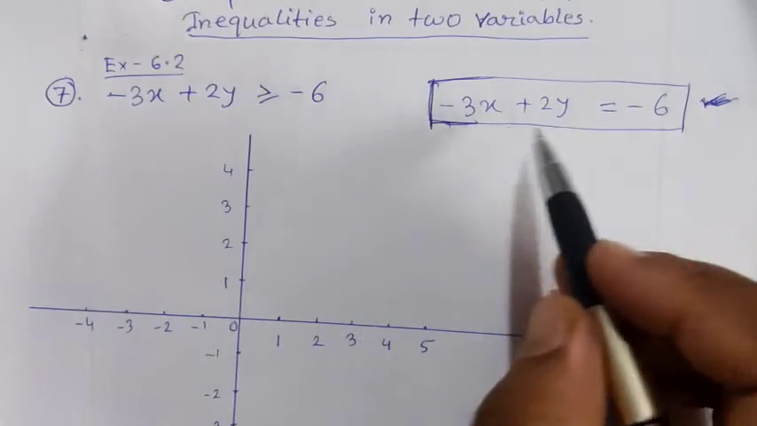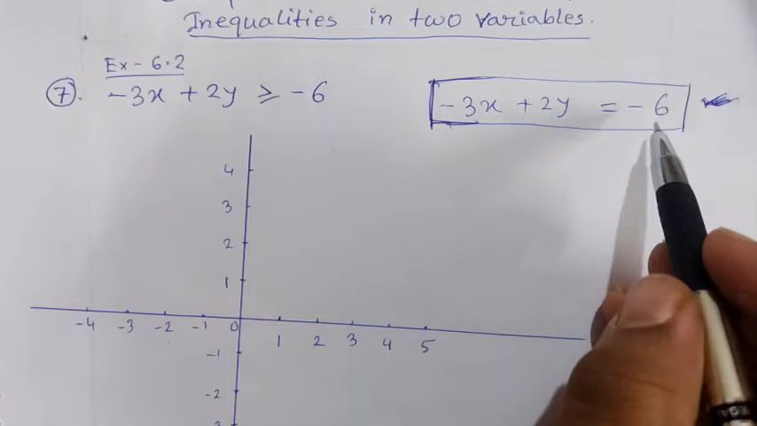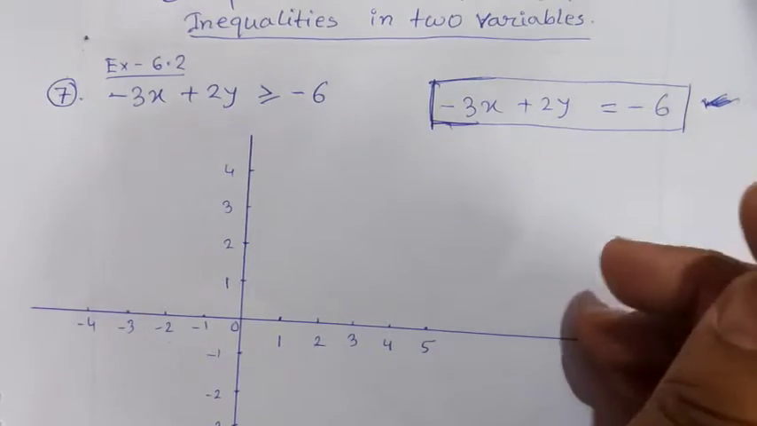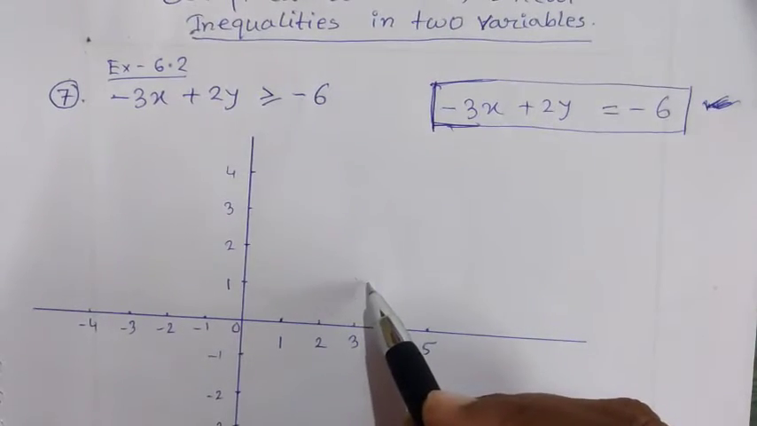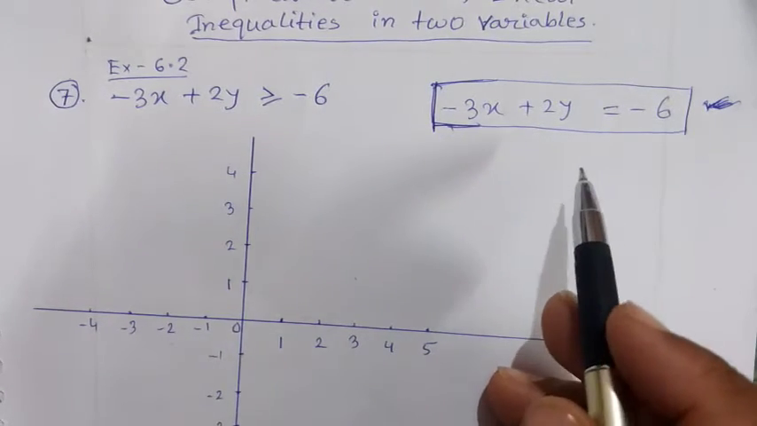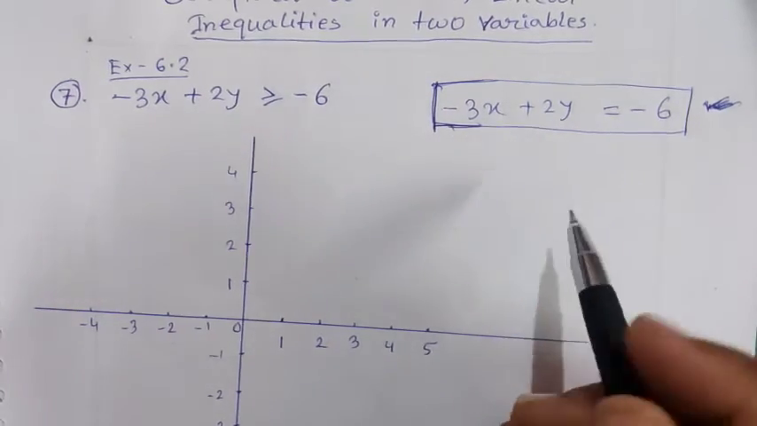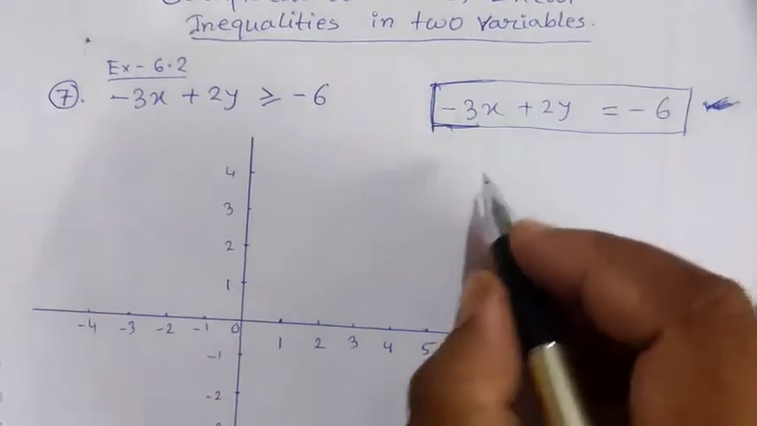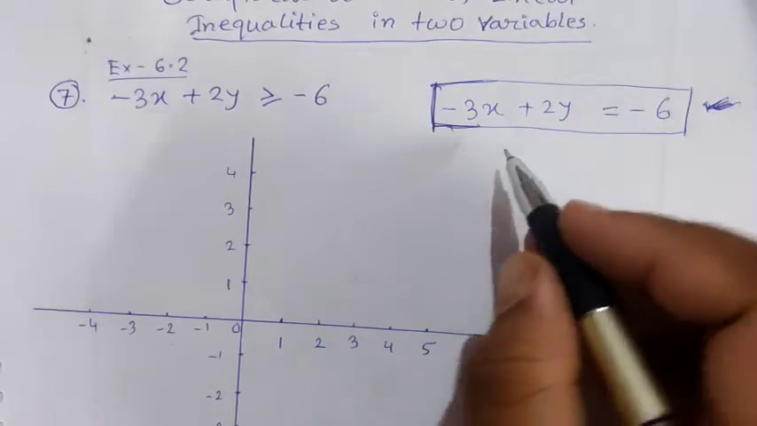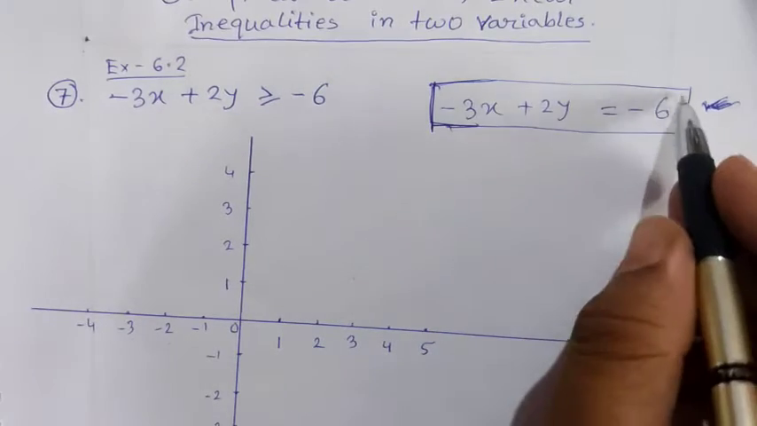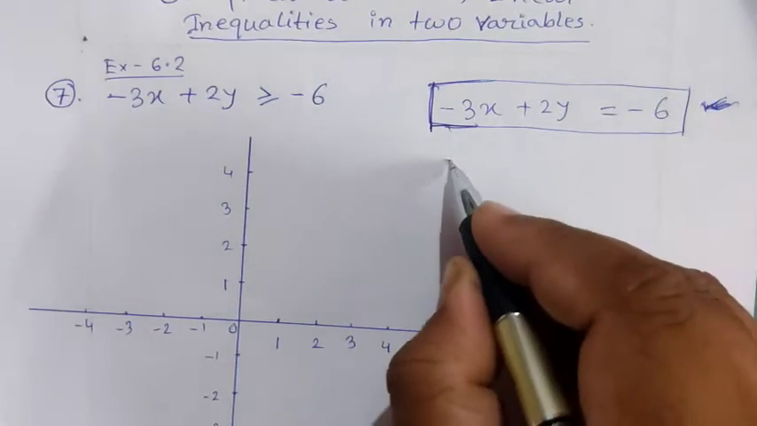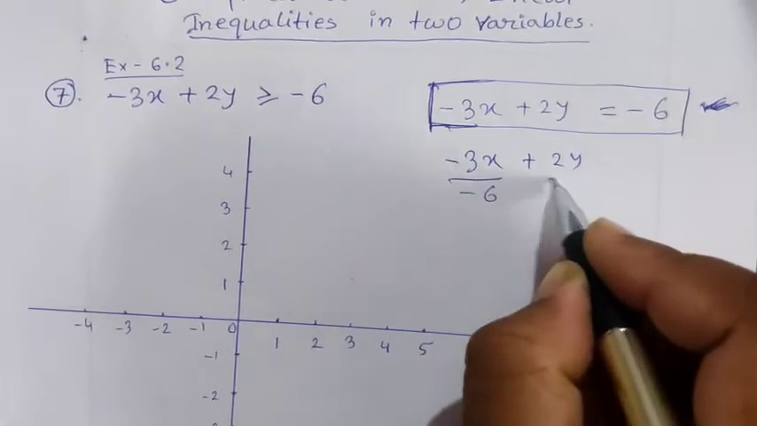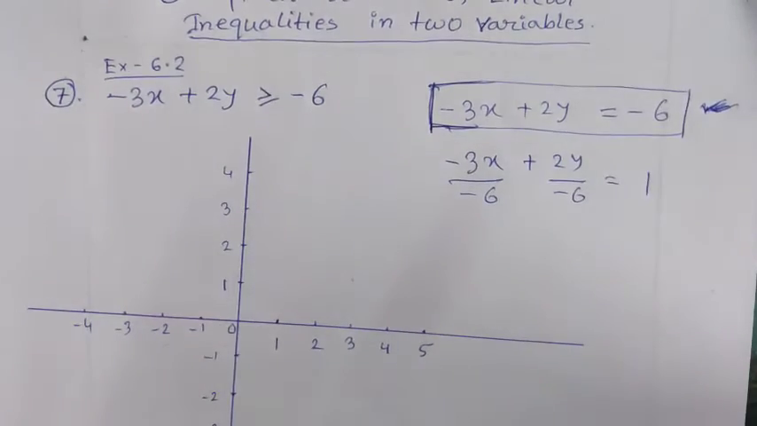So the equation of this inequation we have written, and we know that every linear equation in two variables gives us a straight line in its graphical representation. So it will also give us the same. Now how to draw the graph of this linear equation? We will use the intercept form. First, we will make the right hand side as 1. So we have divided both sides by -6 to get the right hand side as 1.